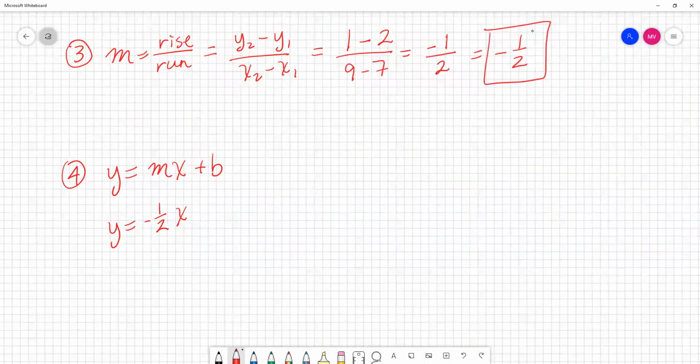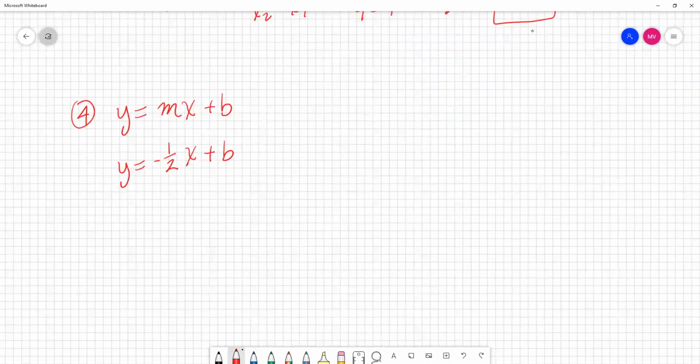So we have y equals -1/2 x plus b. So plug in 7 as my x, and 2 is your y. We've got to calculate b. We've got to figure out where the line between these 2 points.